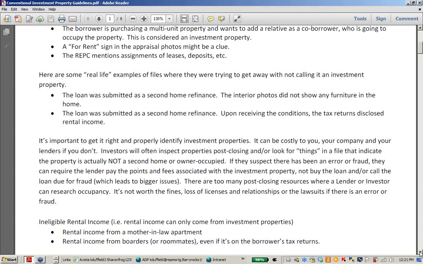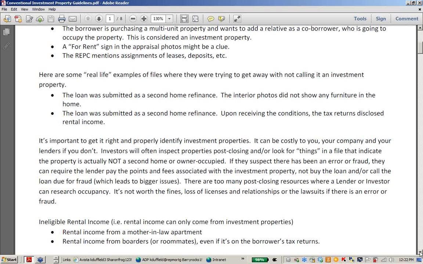Loans do come in, and they probably should be investment properties, but they're submitted otherwise. There's some repercussions to that, huge repercussions. It's important to get it right and properly identify investment properties. It can be costly to you, your company, and your lenders if you don't. Investors will often inspect properties post-closing and/or look for things in a file that indicate the property is actually not a second home or owner-occupied.